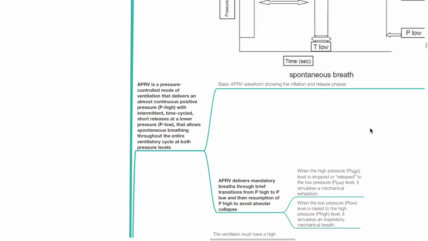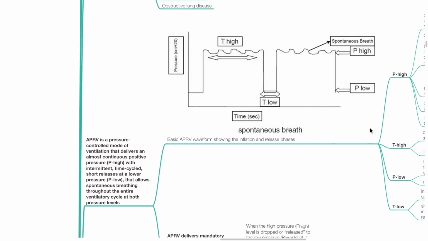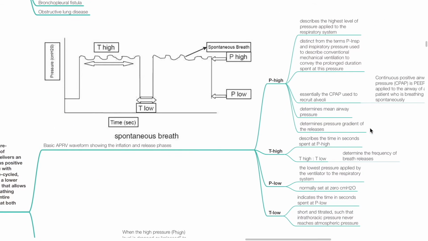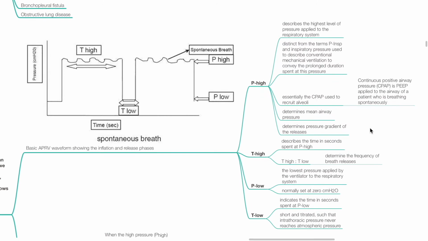APRV is a pressure-controlled mode of ventilation that delivers an almost continuous positive pressure, the P high, with intermittent time-cycled short releases at a lower pressure, P low, that allows spontaneous breathing throughout the entire ventilatory cycle at both pressure levels. This diagram shows the basic APRV waveform, showing the inflation and release phases.